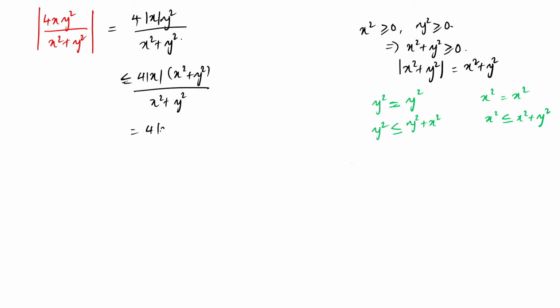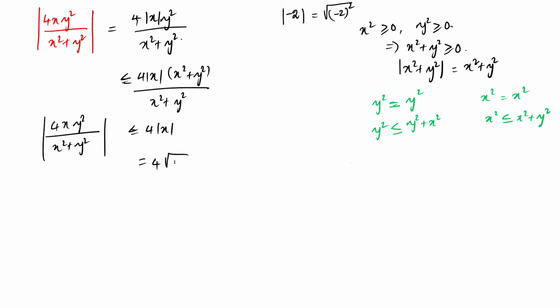So this 4x y squared upon x squared plus y squared is less than or equal to 4 times the absolute value of x. Whether I have 2 or minus 2, the absolute value of minus 2 shall also be written as the positive square root of minus 2 squared. May I write this way? Yes, sir. So when we can write this way, this is equal to 4 times the positive square root of x squared.